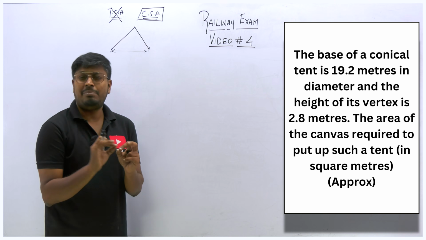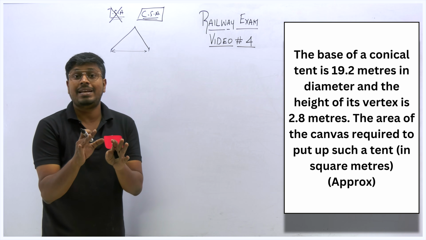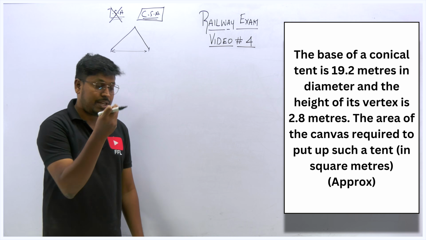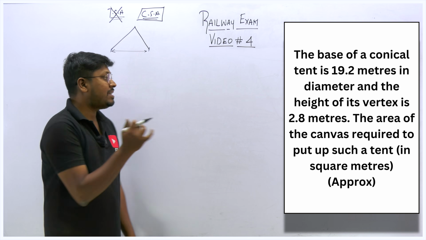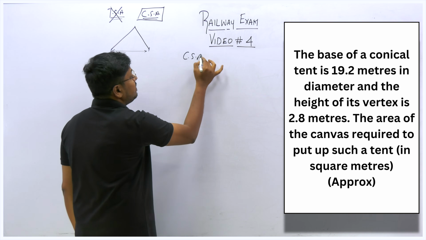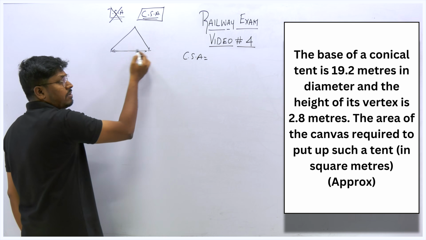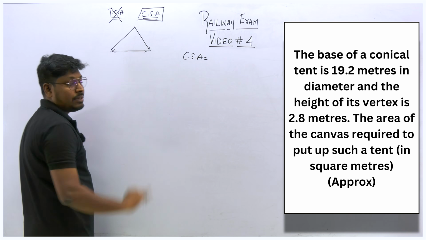This is the most major mistake of many students. If it is a conical tent, they find the total surface area. Kindly don't do that. We need to find the area of the canvas to make that conical tent, so always find the CSA, only the curved surface area. For the bottom, we won't put the canvas; we put some other thing, but never the same cloth.